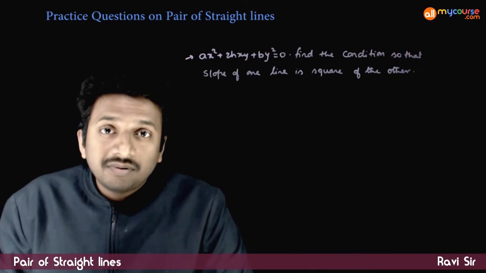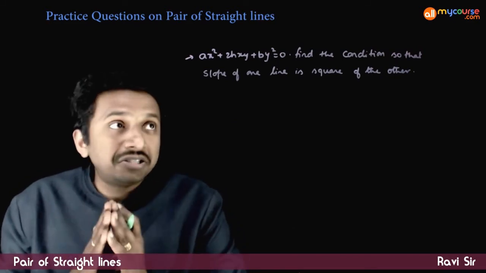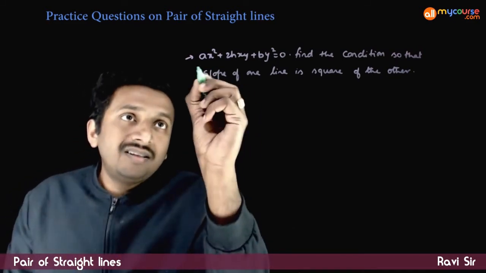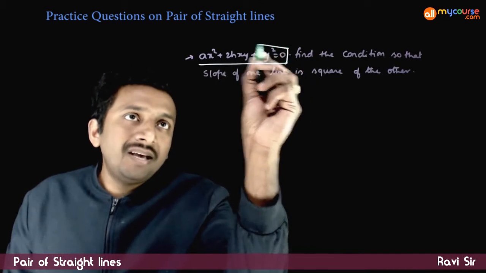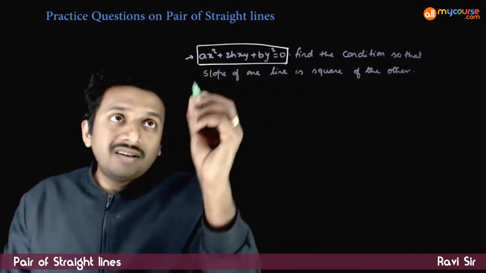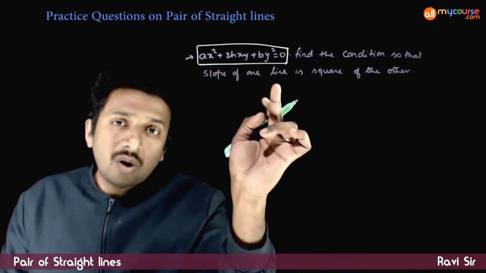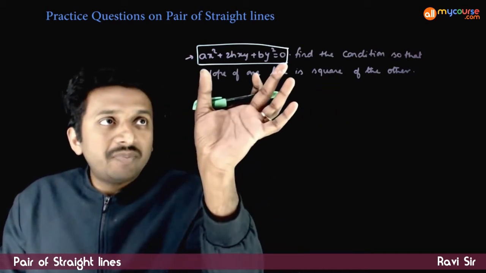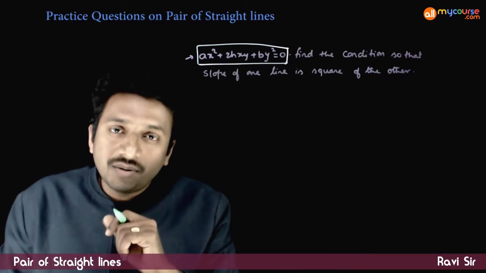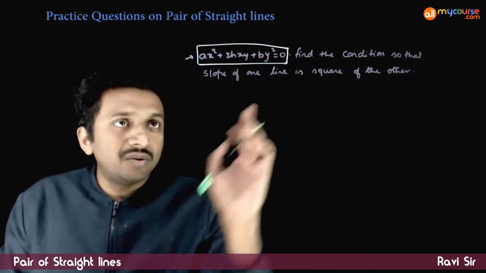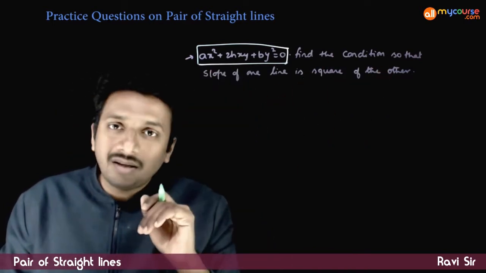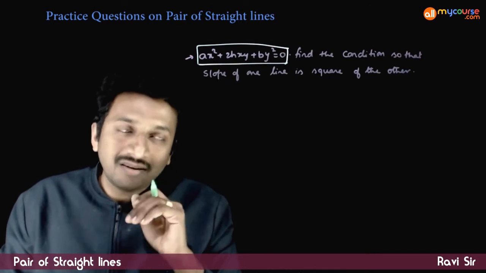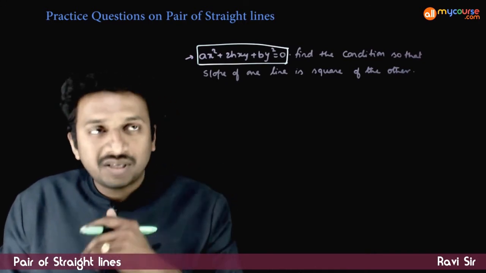In this question, we are asked to find the condition that the lines making up this equation have slopes such that one slope is the square of the other. So ax square plus 2hxy plus by square is equal to 0. Find the condition so that the slope of one line making this pair is the square of the other slope.